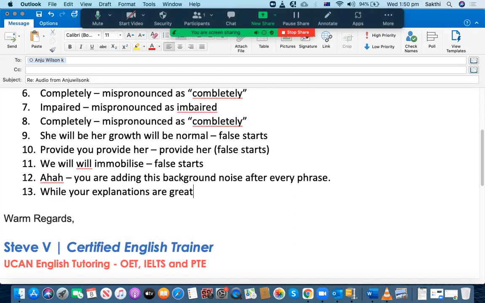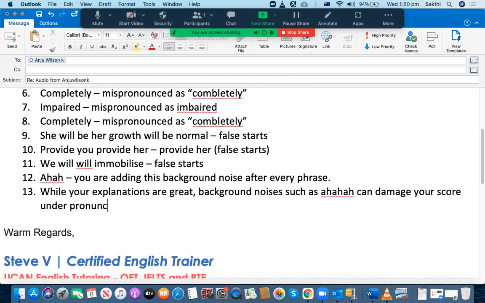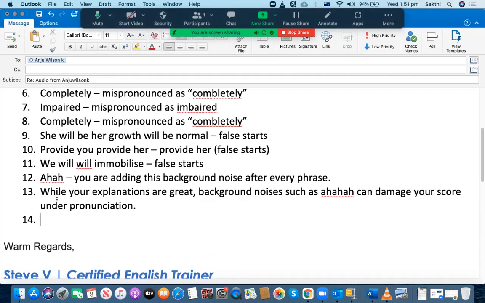While your explanations are great, background noises such as these can damage your score under pronunciation. Remember that we need to pronounce the phrases properly without any background noises and false starts.